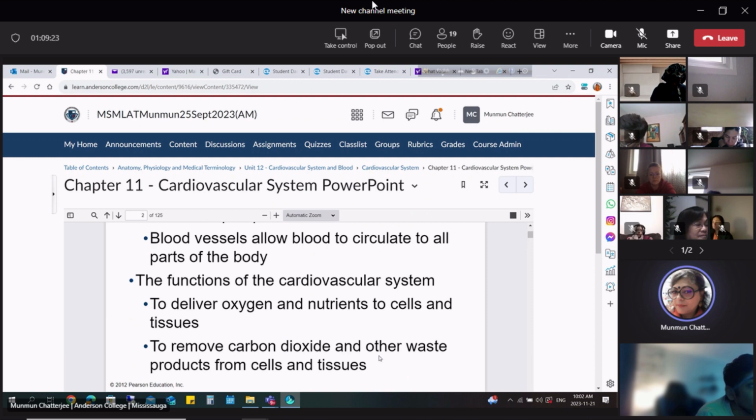Deliver oxygen and nutrients to cells and tissues. They carry the oxygen and nutrients and then deliver them to all cells and tissues. And also remove carbon dioxide and waste products. That's a part of the excretory function. We remove the carbon dioxide and the waste products from the cells and tissues. So carbon dioxide through the lungs and other waste products through the kidney.